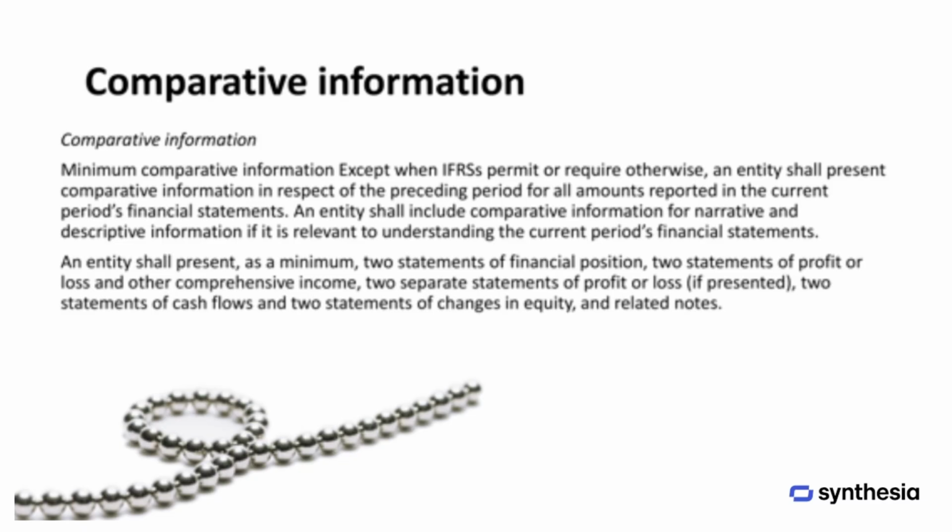Except when IFRSs permit or require otherwise, an entity shall present comparative information for the preceding period for all amounts reported in the current period's financial statements. Comparative information must also be included for narrative and descriptive details if relevant to understanding the current period's financial statements. At a minimum, an entity shall present 2 statements of financial position, 2 statements of profit or loss and other comprehensive income, 2 separate statements of profit or loss, if applicable, 2 statements of cash flows, 2 statements of changes in equity, and related notes.